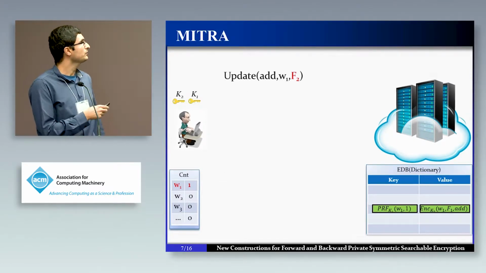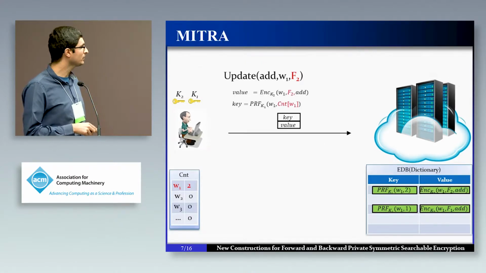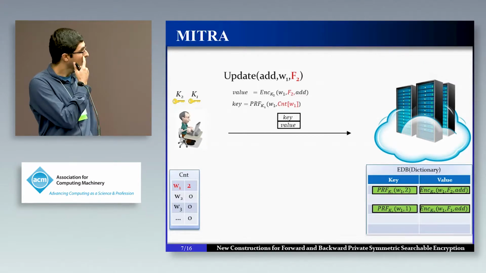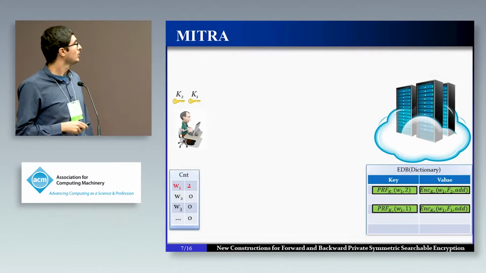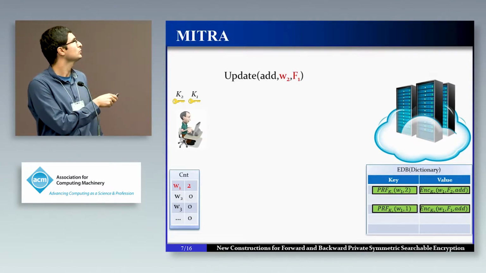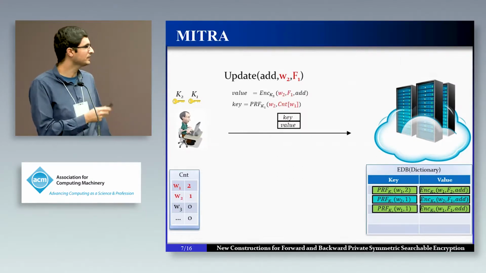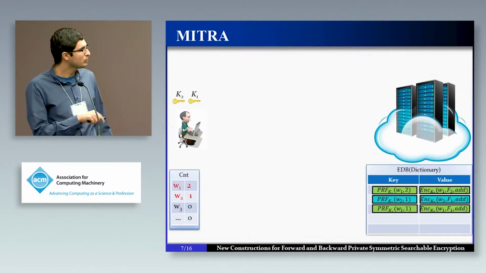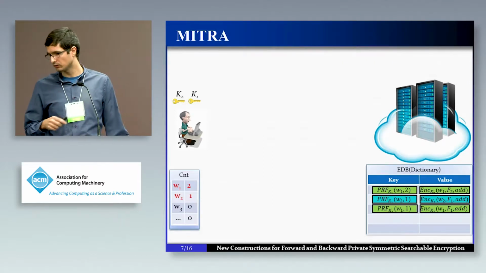The procedure is the same for adding W1 to file F2. He just increments the counter, evaluates these 2 values, and sends them to the server, and the server stores it in the dictionary. For adding a new keyword, for example W2 to F1, he increments the counter corresponding to W2 and sends it to the server, and the same procedure happens. We are using blue color for keyword W2 and green color for keyword W1.